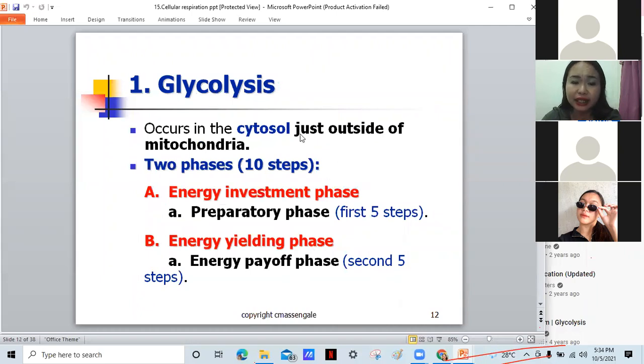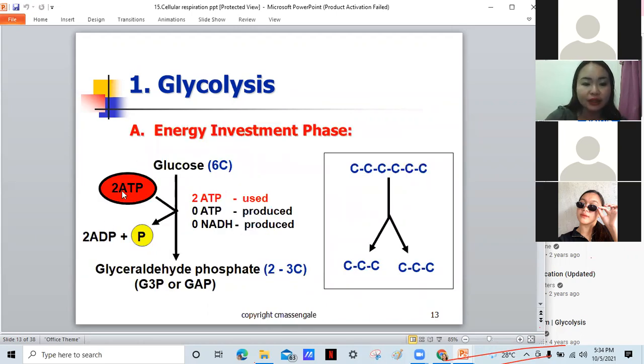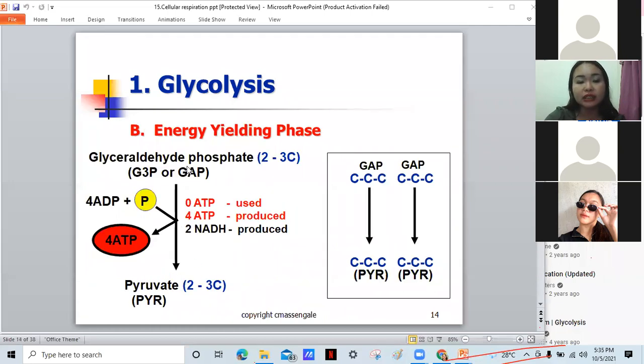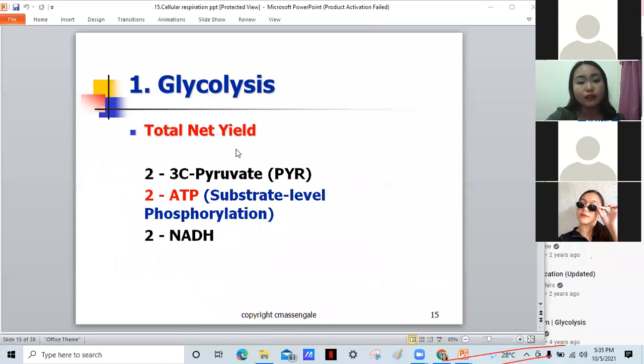So what is glycolysis again? It is in the cytosol, outside of the mitochondria, and it has a total of 10 steps. First is the energy investment phase with 5 steps, and the energy yielding or energy payoff phase with 5 steps. In the energy investment phase, 2 ATP are used from glucose to glyceraldehyde phosphate. In the energy yielding phase, from glyceraldehyde phosphate or GAP, 4 ATP are produced to make pyruvate. Therefore the total net yield is 2 pyruvate, 2 ATP, and 2 NADH.